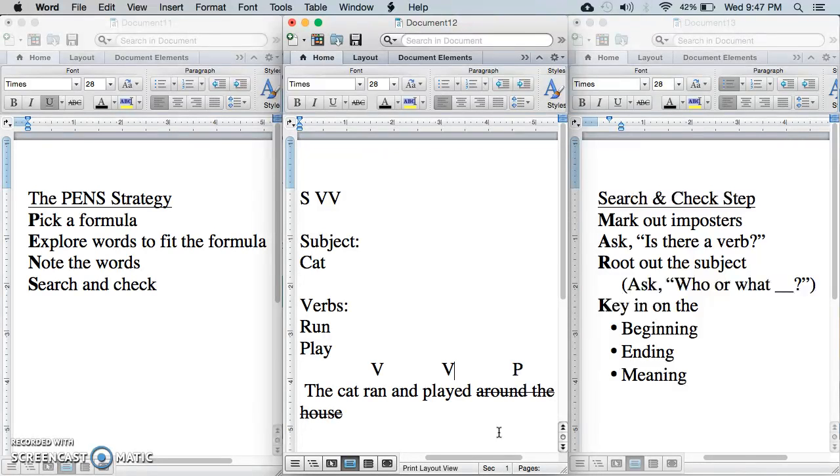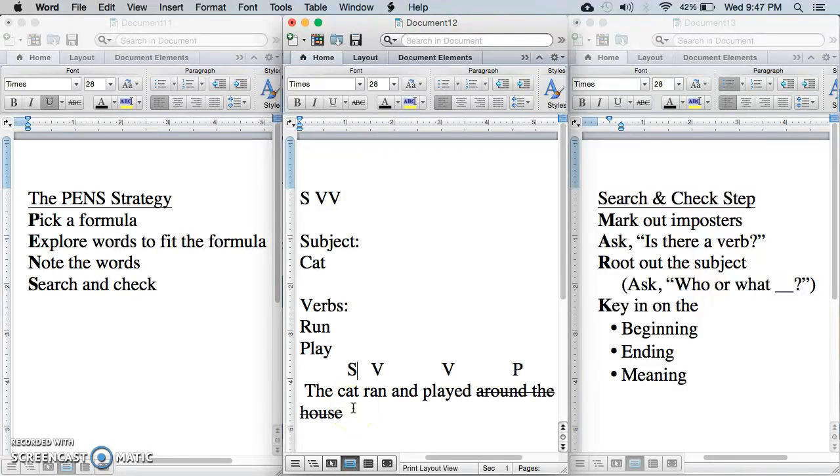Yes, we are going to root out the subject. We are going to ask who or what ran and played around the house. The cat, right. The cat ran and played. A cat can run and a cat can play. Now that we have found our subject, we will write an S over the cat. However, I can't stop here because I know that there might be more than one subject in a sentence. I don't see the word and after cat, and that's a clue that there probably isn't another subject there. Is there any other word in this sentence that answers the question who or what ran and played? No, so just the cat is our subject.